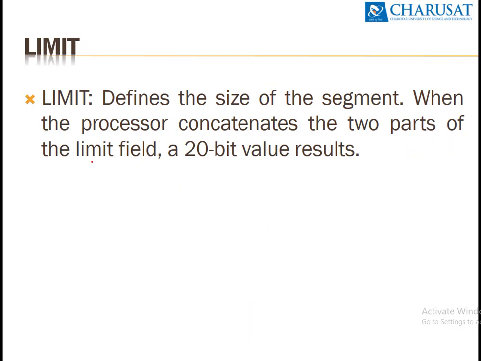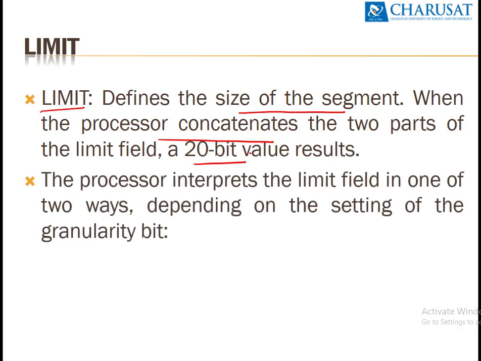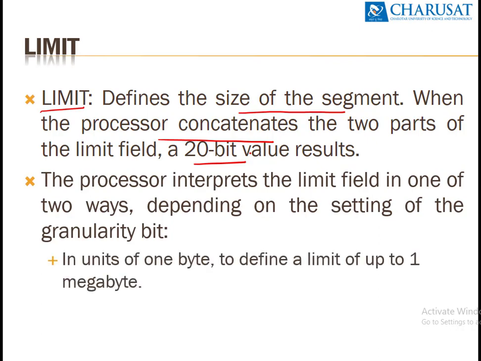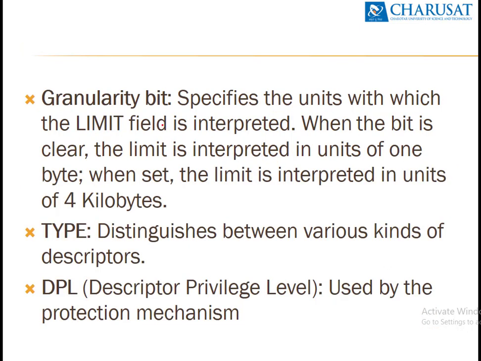The limit field of the descriptor defines the size of the segment. When the processor concatenates the two parts of the limit field, it will generate a 20-bit value. The processor interprets the limit field in one of two ways depending on the setting of the granularity bit. If the granularity bit is 1, then the limit is in units of 4 kilobytes; otherwise it is in bytes, up to 1 megabyte. So whatever 20-bit value we get, we must multiply by 4 kilobytes, then we will get the actual size of the segment. The granularity bit differentiates whether it's normal or a multiple of 4 kilobytes.